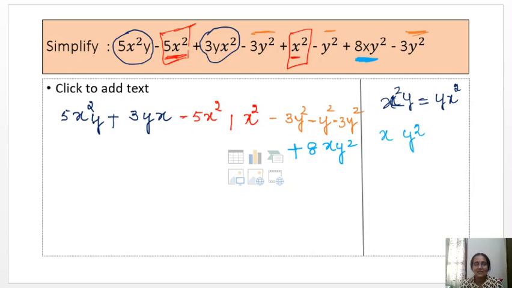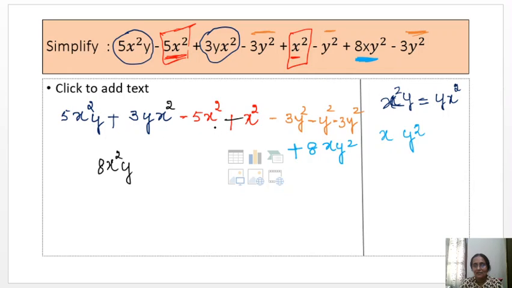5 plus 3, they are of the same kind, the x square term. It's enough if you add up the numerical coefficients of like terms. 5 plus 3 is very easy to add, it is 8, and write the algebraic term as it is, x square y. Now the rest, it is 8x square y.